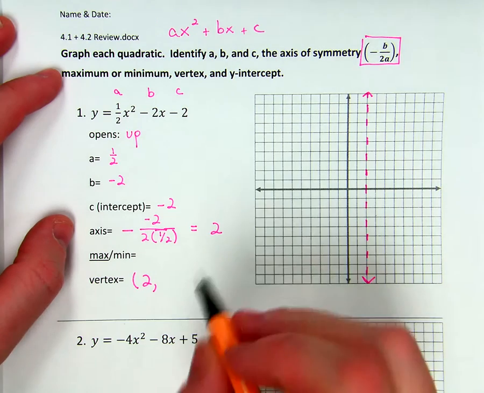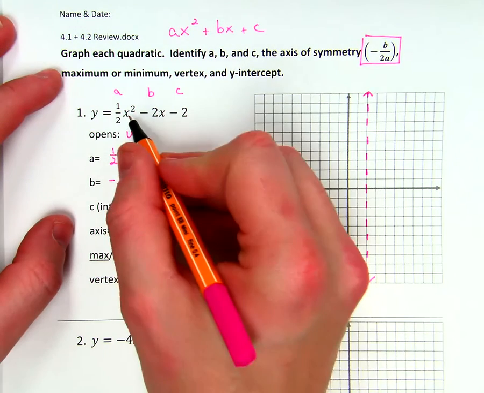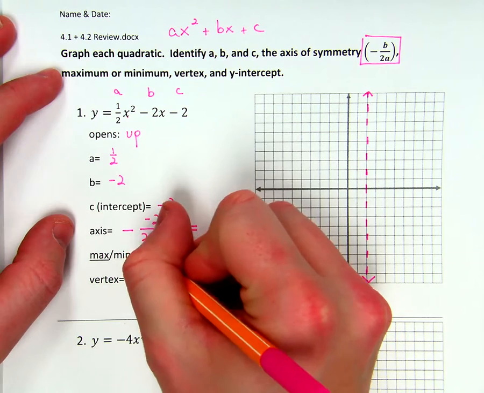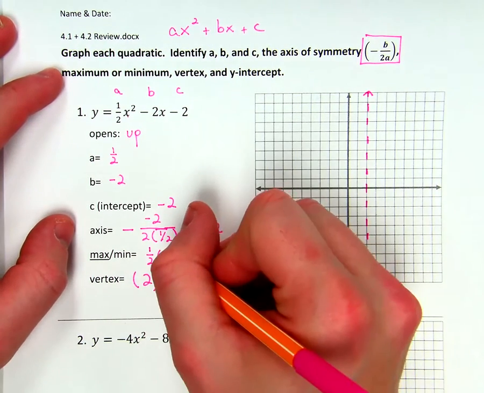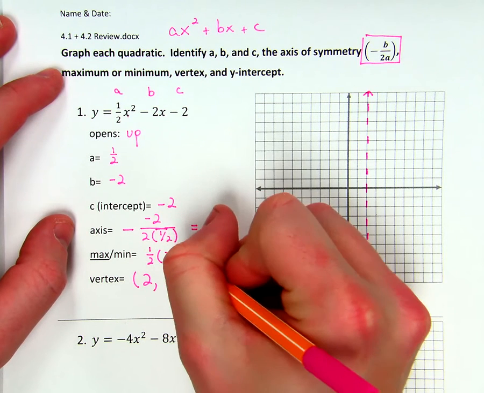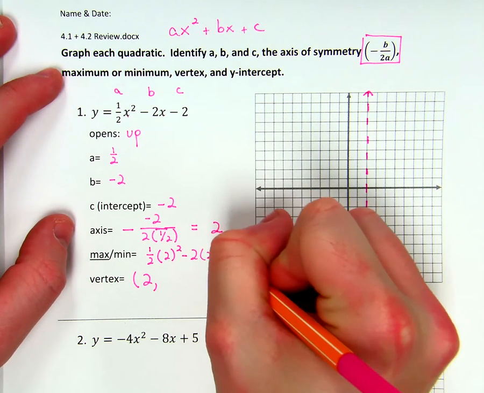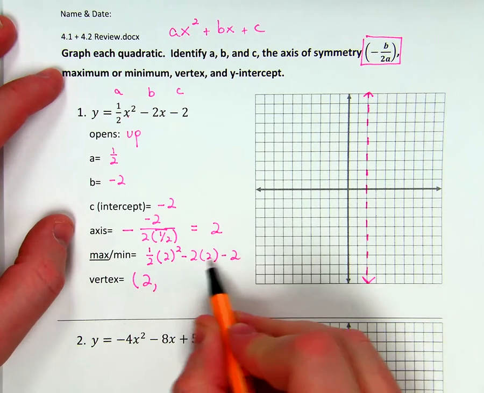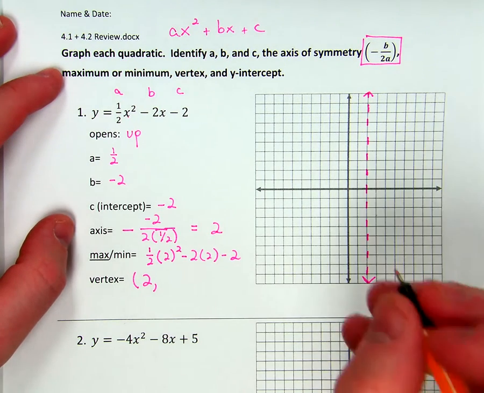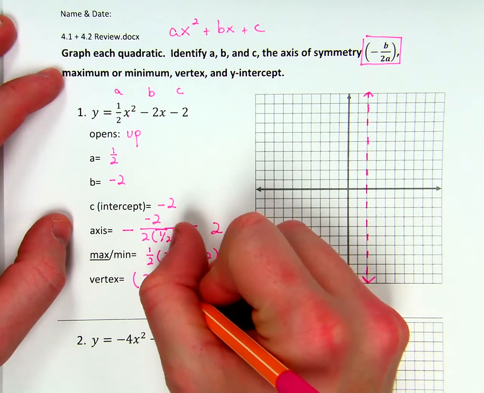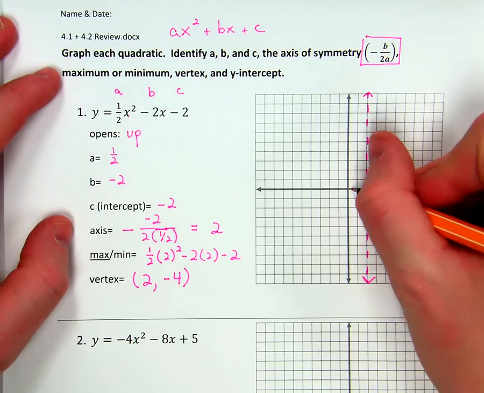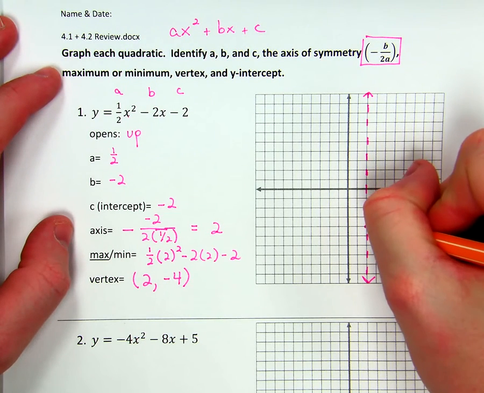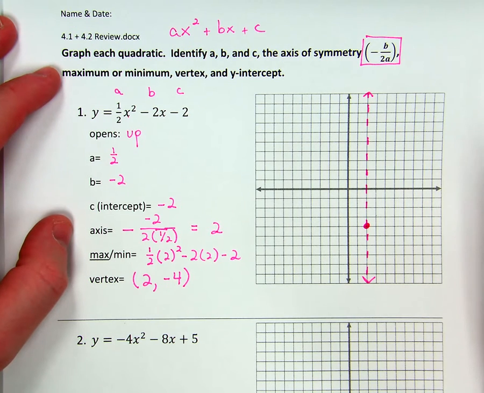To find the y value of the vertex, we plug the x value that we found into the equation. So we would be entering 2 in for x, and we would end up with 1/2 times 2 squared minus 2 times 2 minus 2. This is all calculator friendly, and when you enter it into your calculator, you should get -4. This is the y value of this quadratic vertex. So the vertex is at 2, -4, which is over 2 spots and down 4. This right here is the vertex.